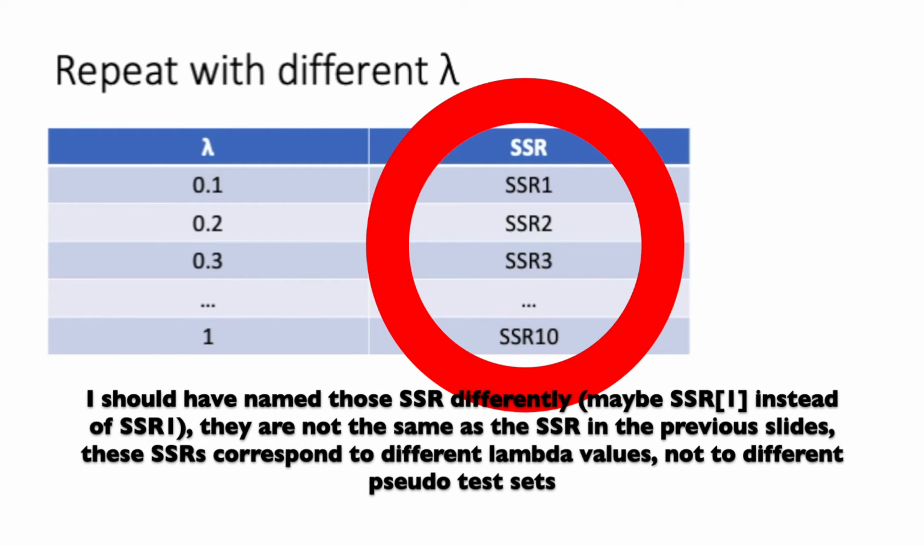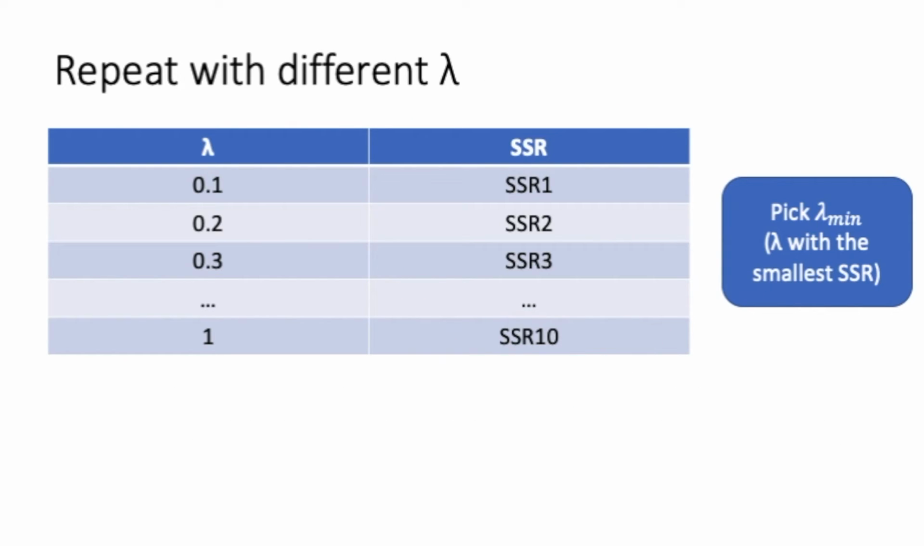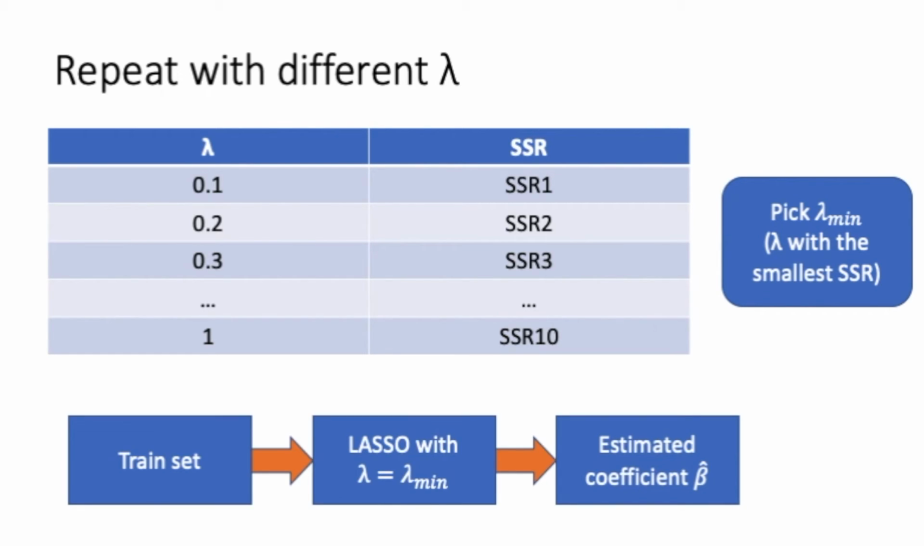Let's say we try it with lambda values equal to 0.1, 0.2, 0.3, all the way to 1. Then we should get 10 SSRs for the 10 lambda values. We pick the lambda value corresponding to the lowest SSR. Then, with the chosen lambda value, we feed the whole train set and get a set of estimated coefficients. And that's it. You are done with cross-validation.